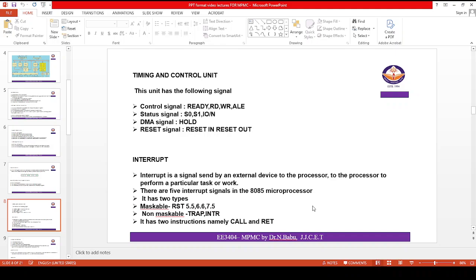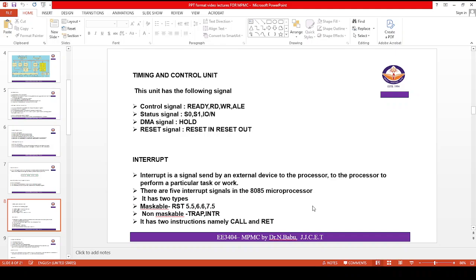The microprocessor has an 8-bit data bus, that is D0 to D7. It is a bidirectional data bus because data transfers from processor to memory, or memory to processor, or else IO to processor, or processor to IO. Then the third bus is the control bus. It is used to generate the control signals.